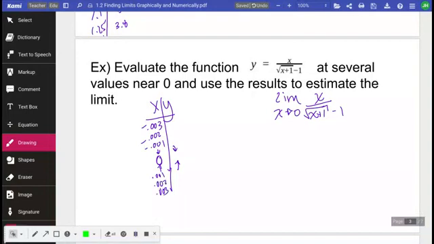And there's fluidity in that. You don't have to choose those values. It just helps to pick values that are close. You could have done 0.1, 0.01, 0.001. It's whatever you want. And so I've already done this for us.